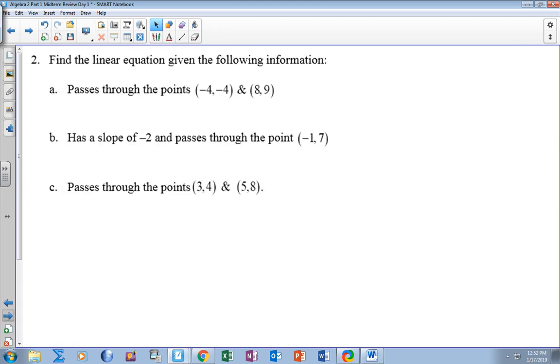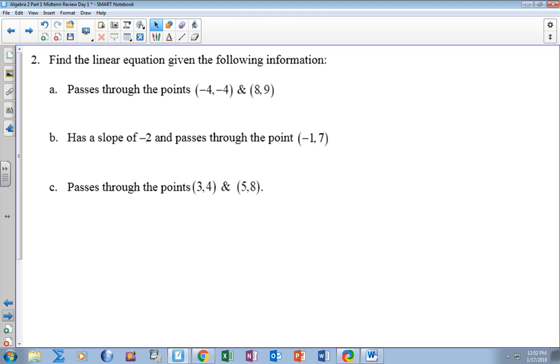For the next one, they gave you information and you have to find the equation of the line by using the information that they gave you. Is it supposed to be 3 equations? There's one equation for each one of these, so there's three different equations.